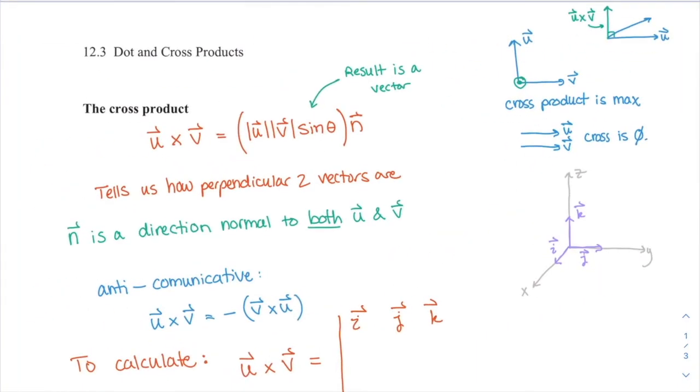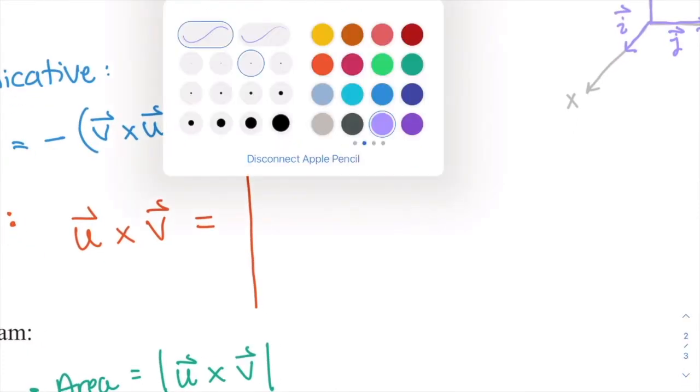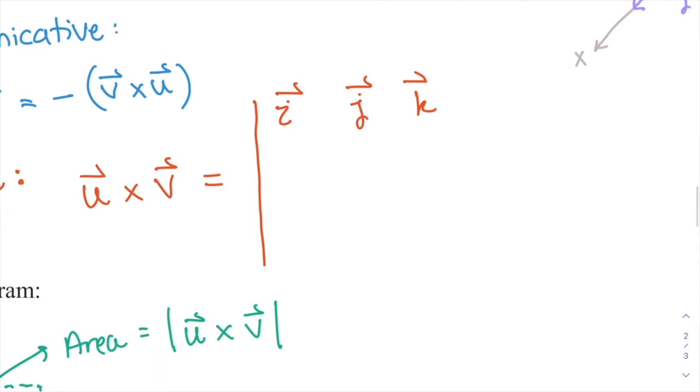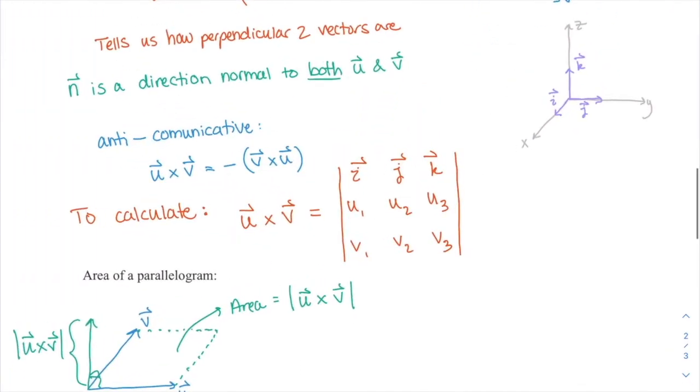So we have our three unit vectors as the top row. And then you just put in the components of your two vectors in the next two rows. So you have U1, U2, and U3. And then we have V1, V2, and V3 as the components down here. And so if you take the determinant of this matrix, then you'll get a vector resultant that is the cross product between them with both the magnitude and the correct direction. So that's how you calculate the cross product.